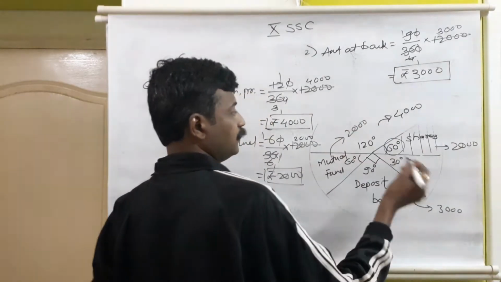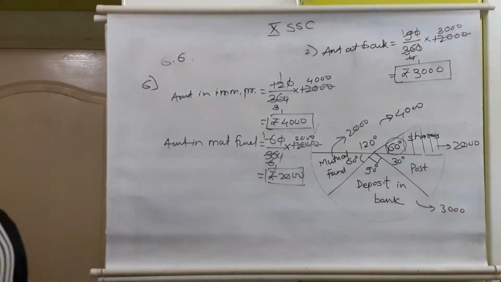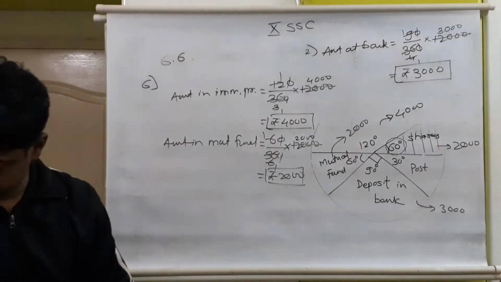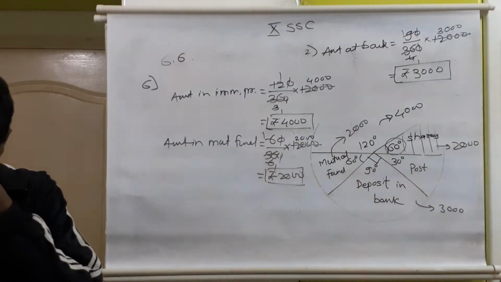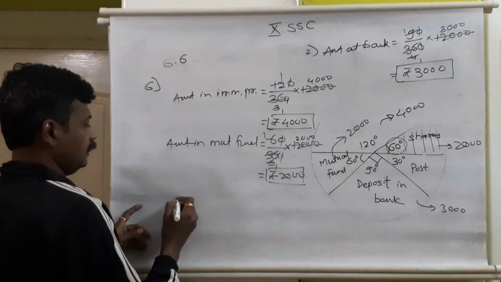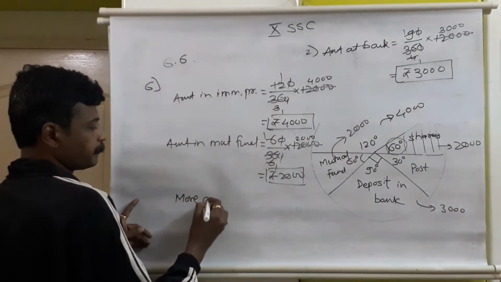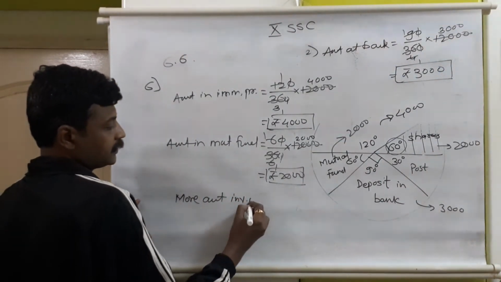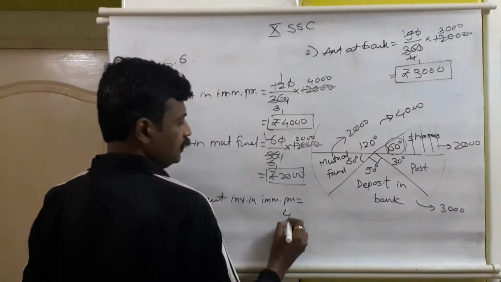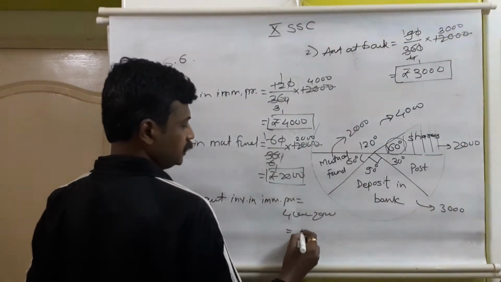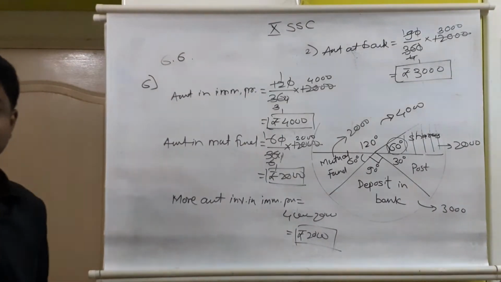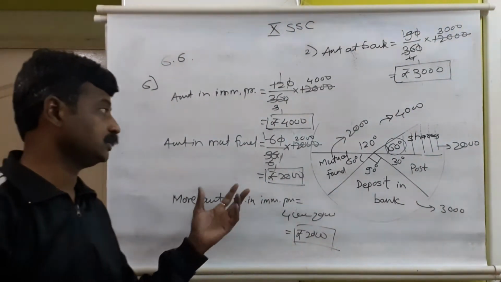1 2 3 4 are over, only one is remaining, that is post. This question is not completed yet. It was asked how much more amount is invested, how much more money is invested in immovable properties. Then when we complete that sentence, then the answer will be complete. Amount or more amount invested in immovable property is equal to 4,000 minus 2,000. The difference is here rupees 2,000. So 2,000 rupees is the additional investment in immovable properties as compared to the mutual fund.